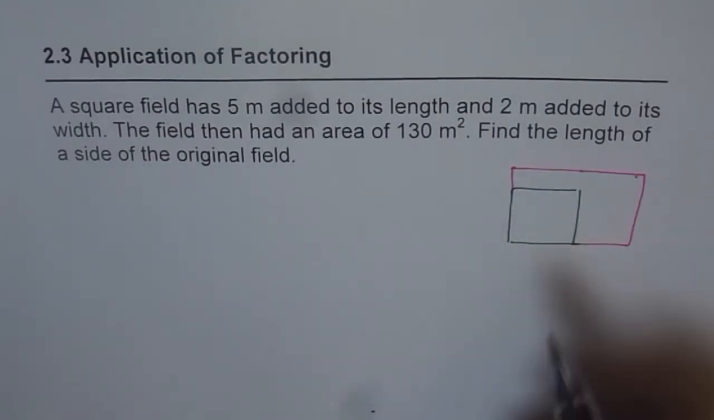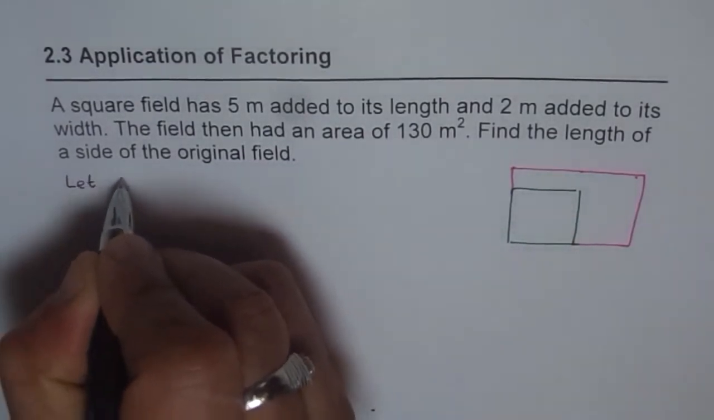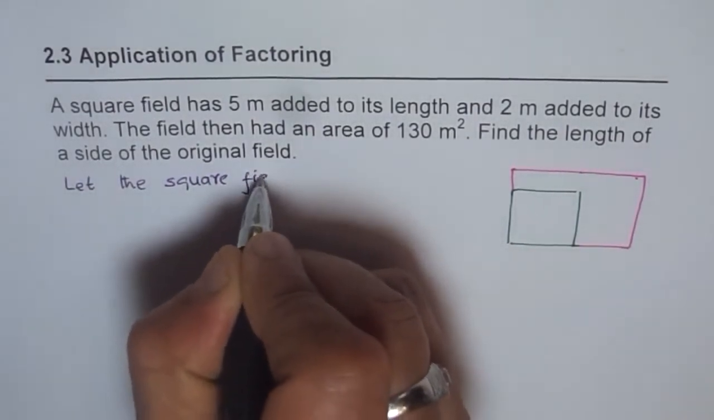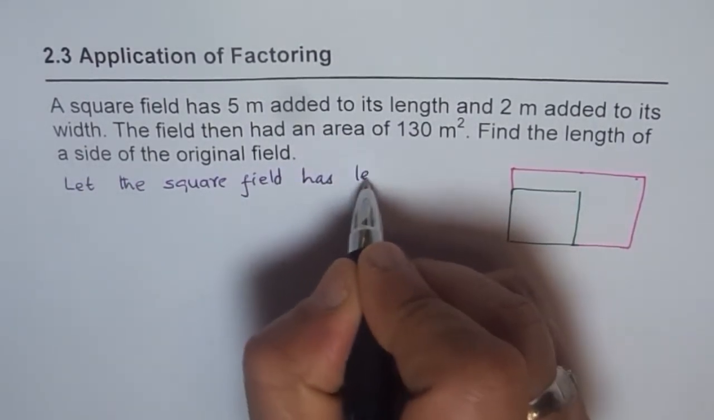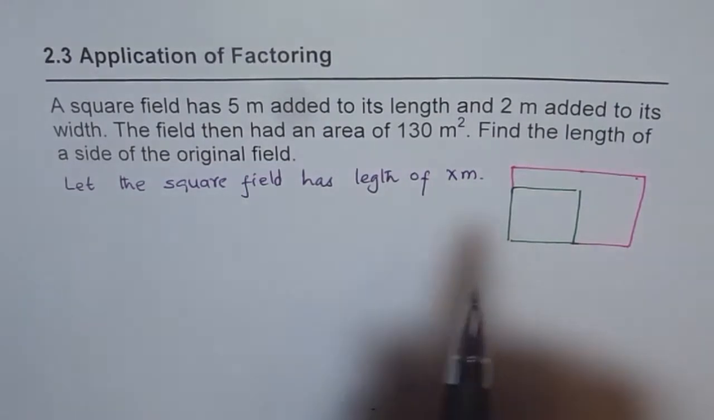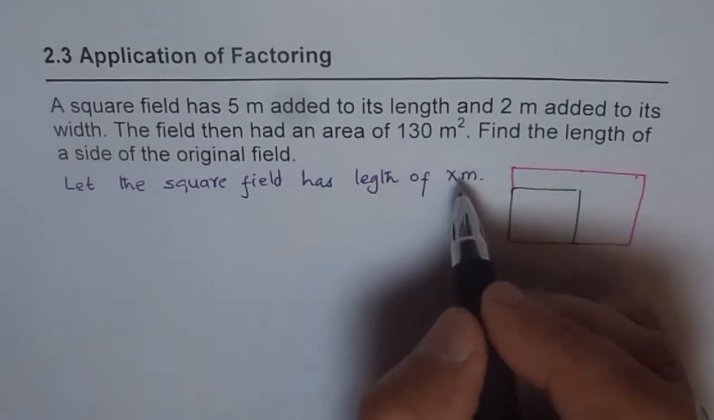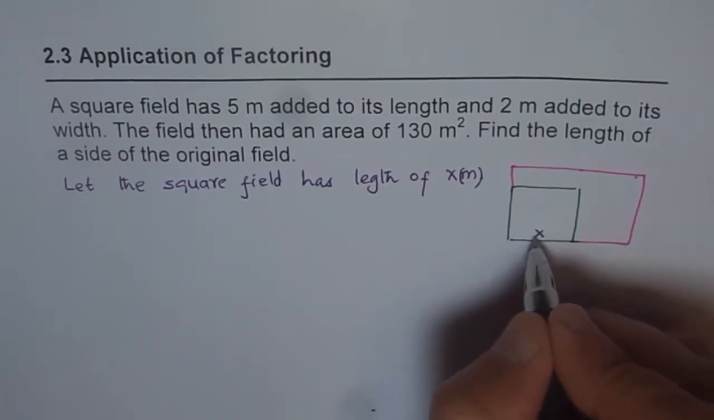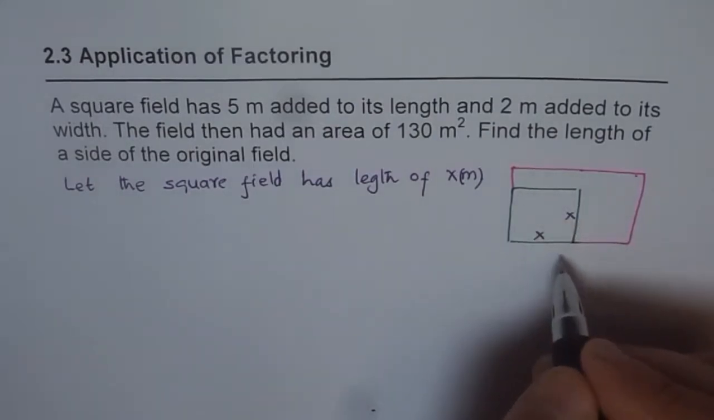So we can start by defining our original square first. So it says, let the square field have a length of x meters, right? So normally whenever it says find the length of the square field, that is what you want to find. So we'll put meters as the unit in the brackets. Define a variable which gives you what you need to find. So we get x here and x here, so that is what your original field is.